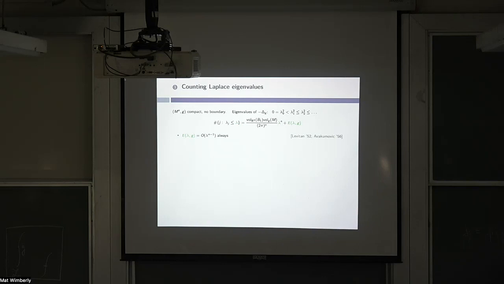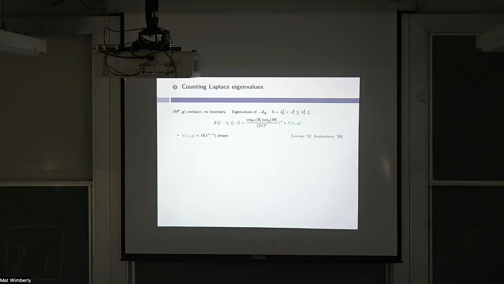But actually what's known, and this is due to Levitan and Avakumovic, as Stefan was explaining yesterday, is that this error term in general is like big O of lambda to the n minus 1. So what this means is that there exists a constant such that the error term is bounded above by that constant times lambda to the n minus 1 as lambda goes to infinity. Now this upper bound is saturated on the round sphere. And actually there is this work by Duistermaat and Guillemin from 1975 that shows that the bound is sharp also, and that can be tested on any Zoll manifold. So aside from the round sphere, you have this class of manifolds where the bound is also saturated.